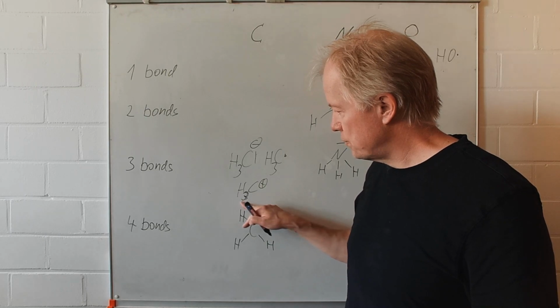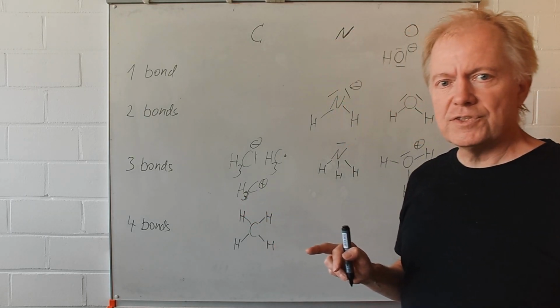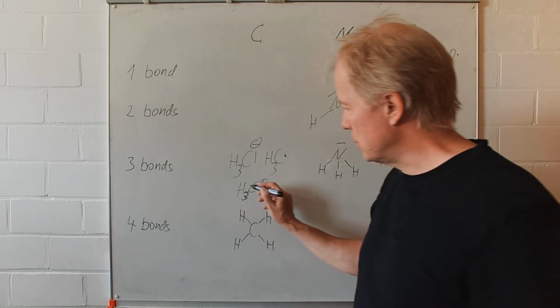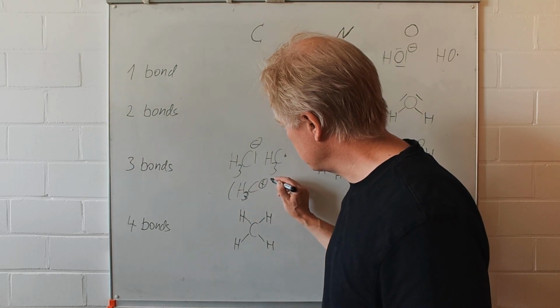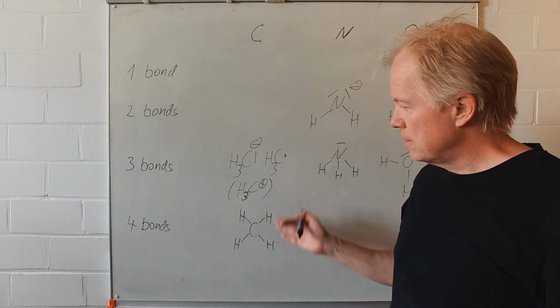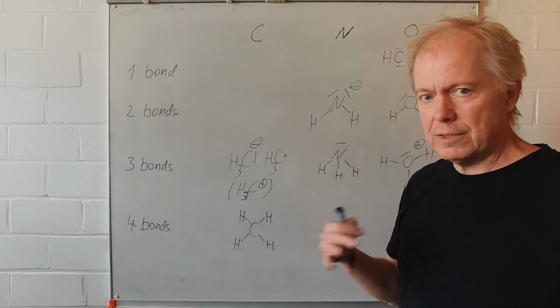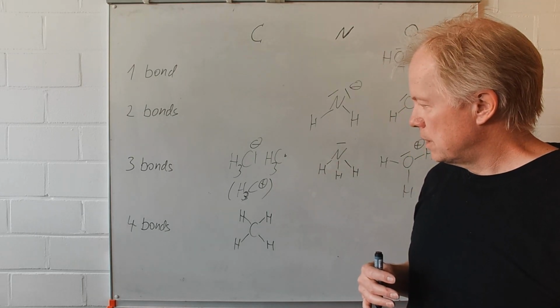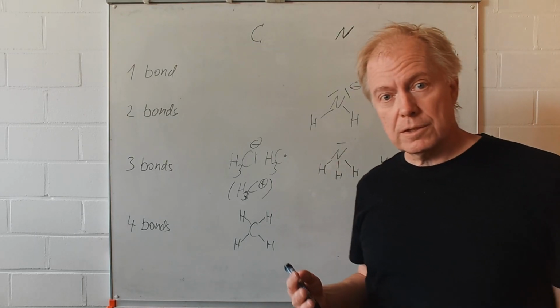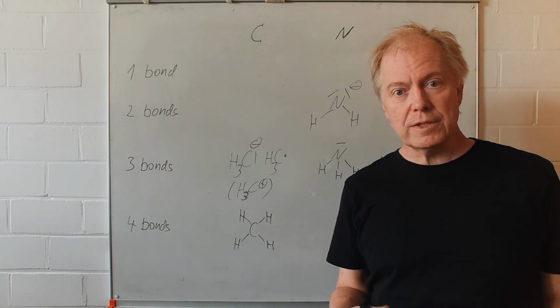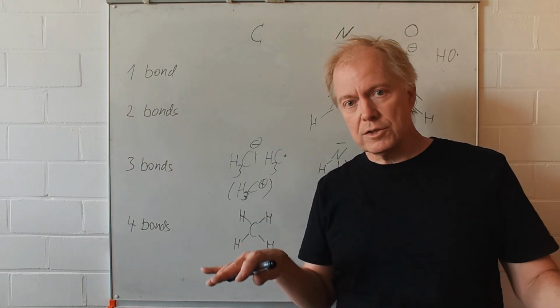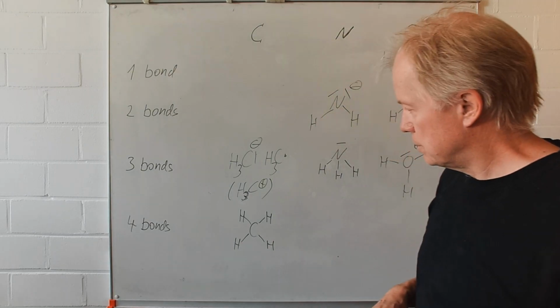Carbon cations with 3 bonds are very well established as long as there is some stabilization effect. With just 3 hydrogens, this is not very well stabilized. Let's put that in brackets. This molecule might be detected in a matrix at minus 200 somewhat degrees.